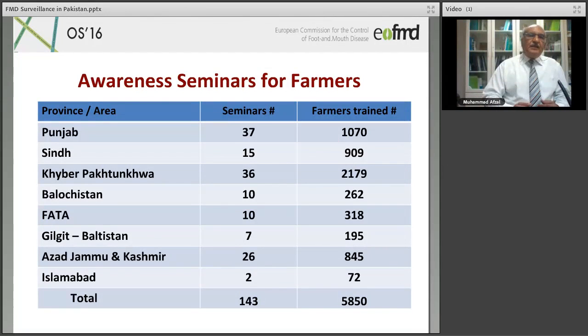Now, to address the elements of this surveillance model, first of all we organized awareness seminars for the farmers, who are a very strong stakeholder in this whole system. In the whole country, we organized 143 awareness seminars, and about 6,000 farmers attended these meetings. With the help of local veterinary staff, the farmers were educated in disease prevention and control. At the same time, they were informed of the advantages of reporting an FMD outbreak, and what advantage they will get if they report the disease to the nearest veterinary hospital.